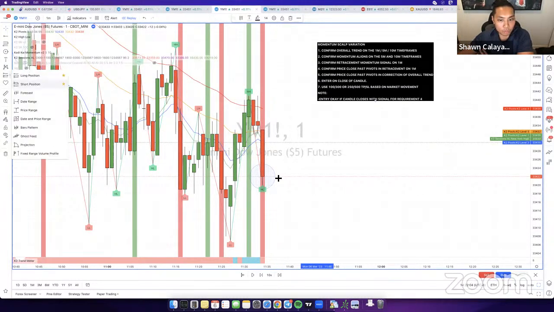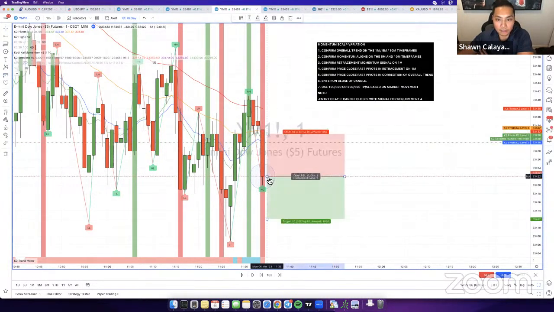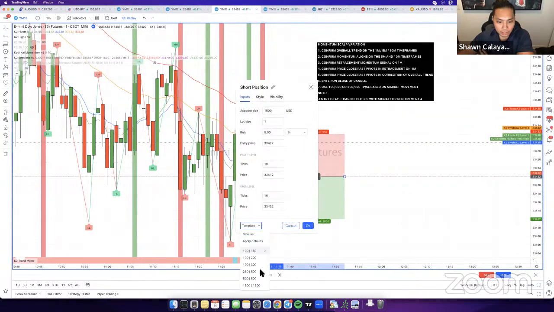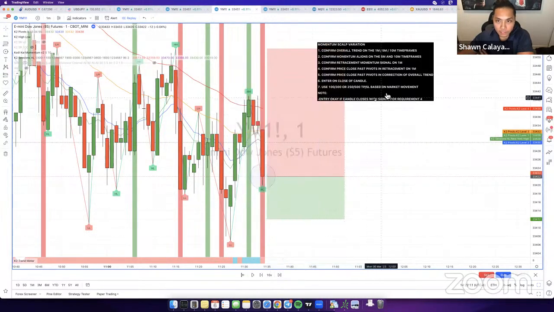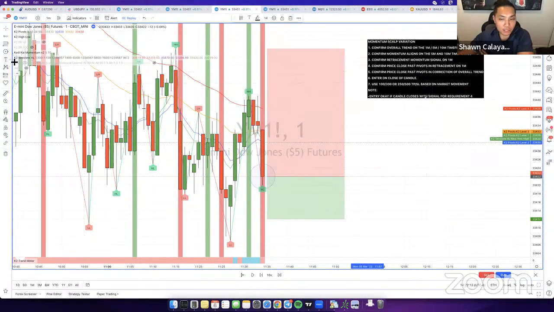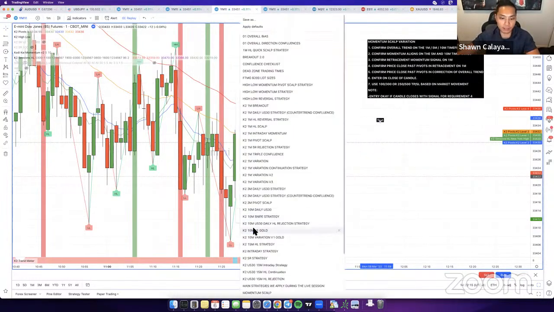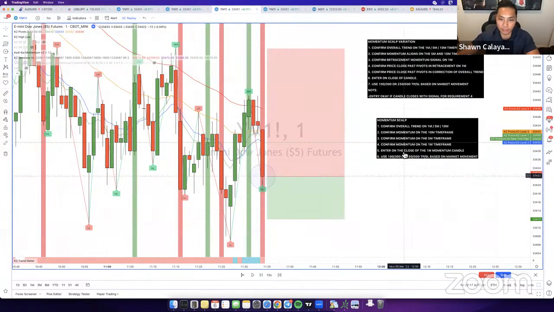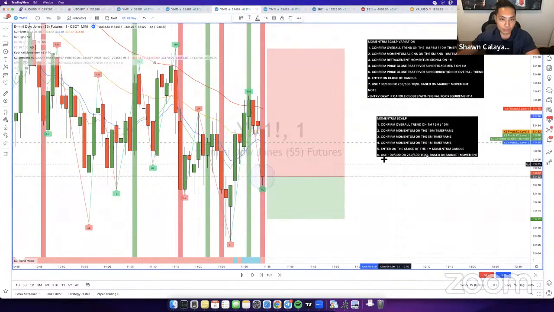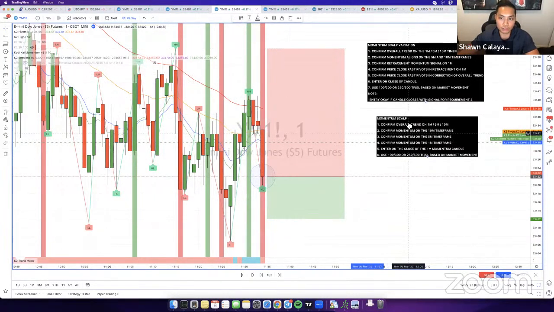This here would be an entry for a sell, applying the momentum scalp variation. So that's a criteria for the momentum scalp variation. On top of that, this was also a momentum scalp entry, just a regular momentum scalp. And the reason for that is because the overall trend, of course, was bearish. We have momentum on the 5 and 10, and then we have momentum here on the 1 minute. So this entry right here would be an entry for both momentum scalp variation and momentum scalp.